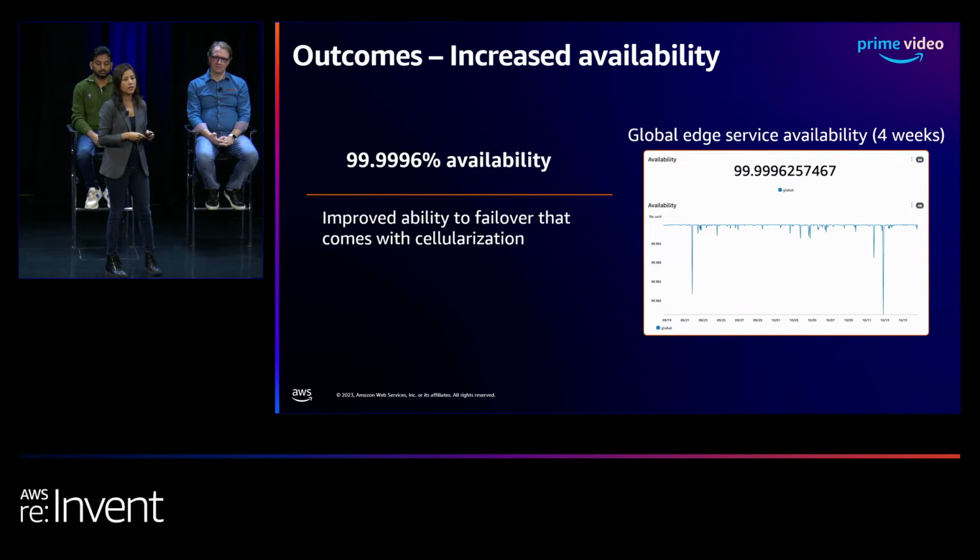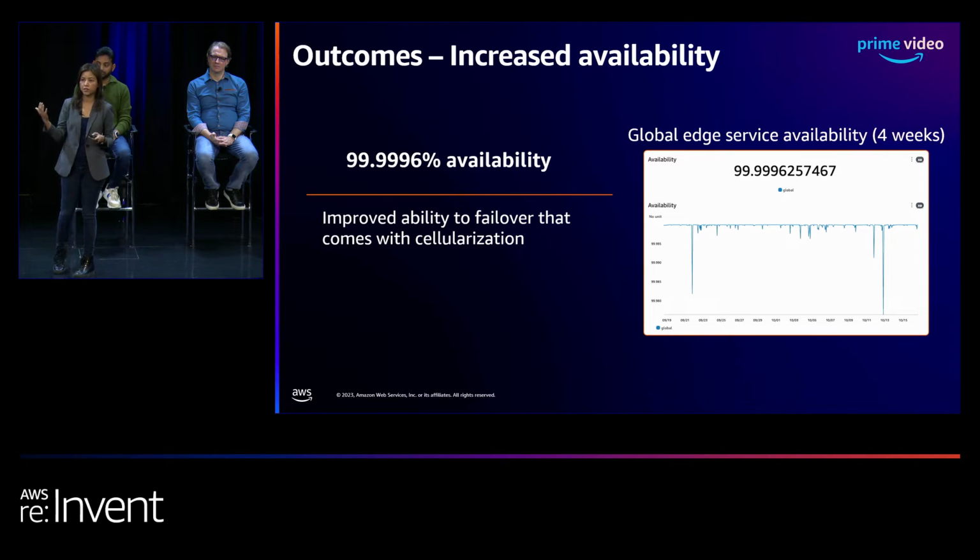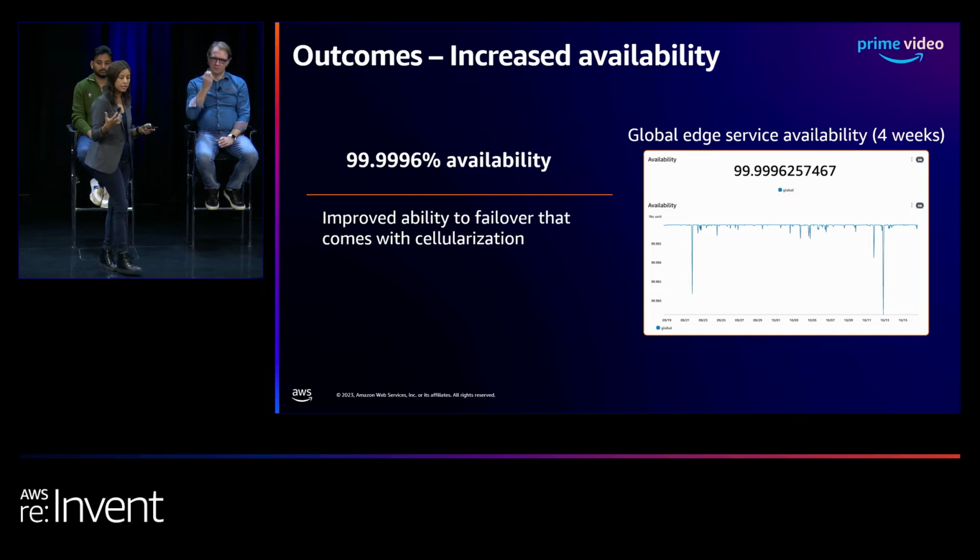And as a result of this, they were able to see an outcome of 99.9996% availability over a span of 4 weeks. And this is the percentage of events that were processed successfully. And the way they calculated availability was (total requests minus errors) divided by total requests, times 100. And any failure was labeled as a server-side failure, like an ELB 500 error. And all of this came with improved ability to failover that comes with cellularization.